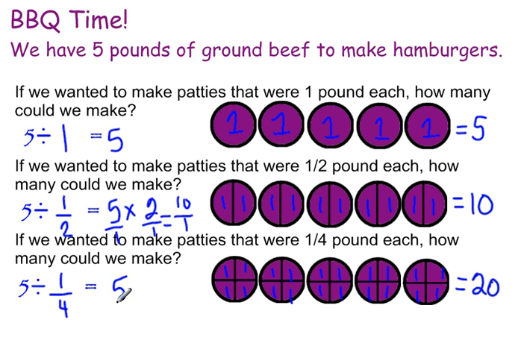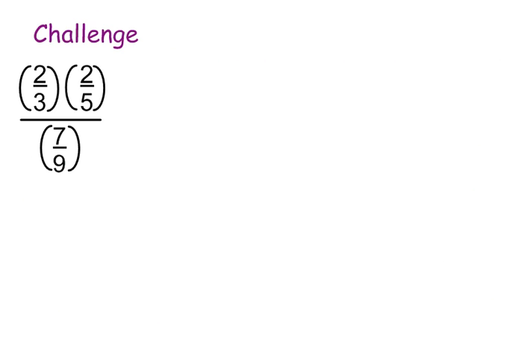Watch what happens. 5, there's my keep. Here's my switch. Here's my reciprocal. I'm going to turn this into a fraction, multiply across. 5 times 4 is 20. 1 times 1 is 1. There's my answer. My answer is 20. I can make 20 patties.